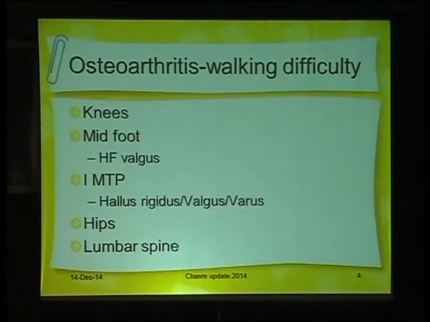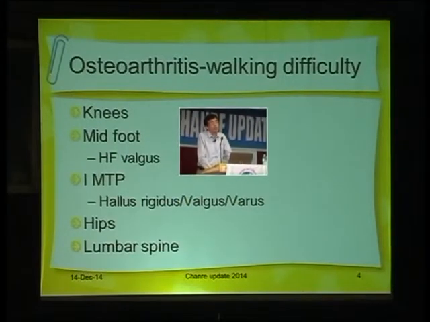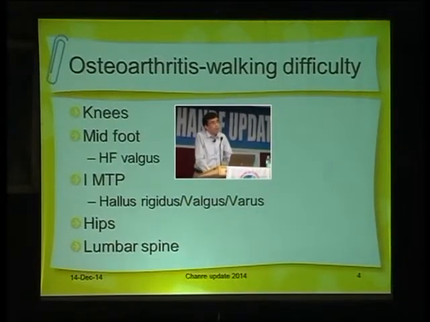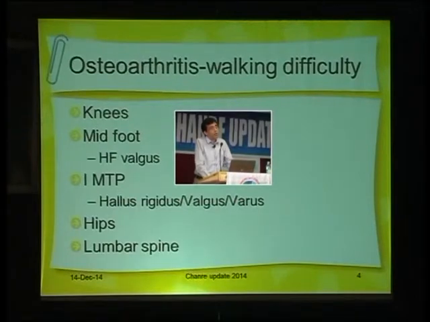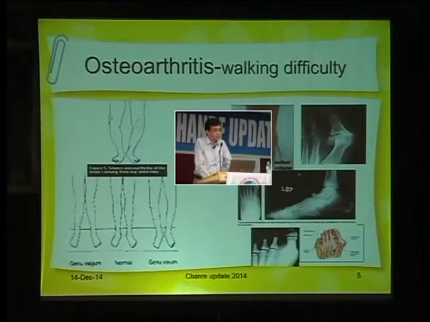Osteoarthritis again is the most common arthritis to affect the elderly. Knees are the most common joints, and midfoot and also the first MTP again are very common sites of osteoarthritis in the elderly. And hip and lumbar spine osteoarthritis also can contribute to the morbidity.